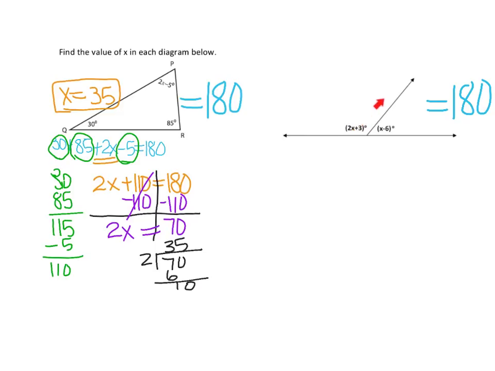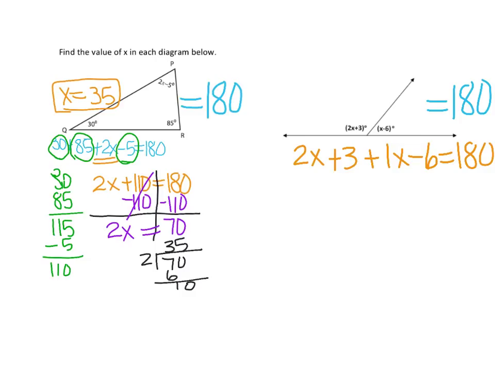I'm going to take this first angle, I'm going to put what it is supposed to be. Then I'm going to take this second angle, and I'm going to write down what it says. First angle was 2x plus 3. Then second angle says x. That means 1x. Then minus 6. And again, this relationship also is supposed to total 180 degrees.